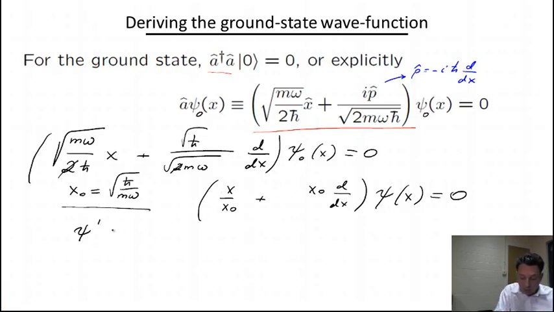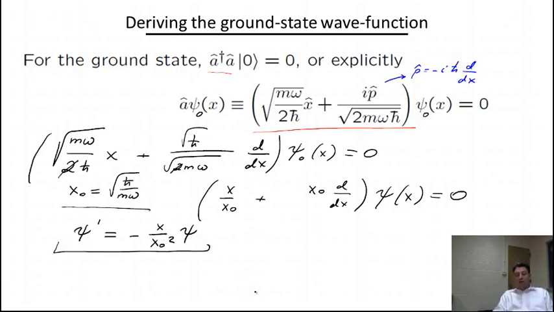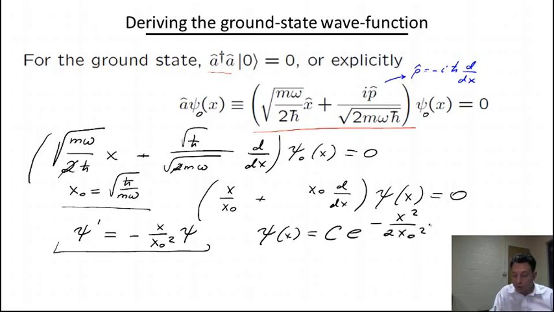Put this guy on the left-hand side. So I'm going to have minus x over x naught squared times psi. And so I just want to solve this differential equation. You can solve it formally, or you can just convince yourself that the solution to this equation is an exponential, a Gaussian, basically, minus x squared over 2 x naught squared.